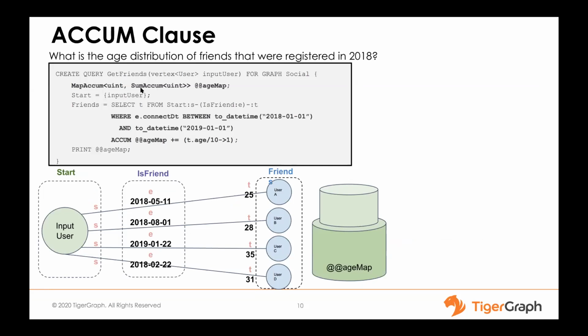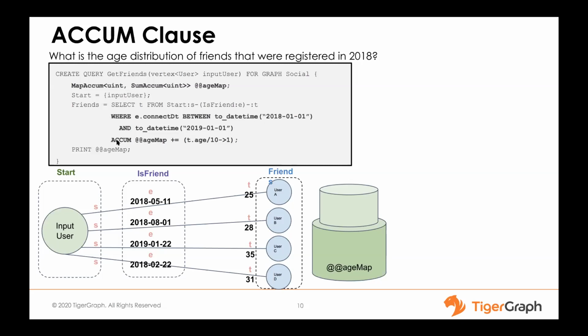We have a map. We have an integer as a key, and the integer is the age bucket. Every 10 years is a bucket. And the value is the number of users that fall into that bucket and become friends in 2018. So now we have this query. We will use this where clause to filter out all the other users who did not become friends in 2018.